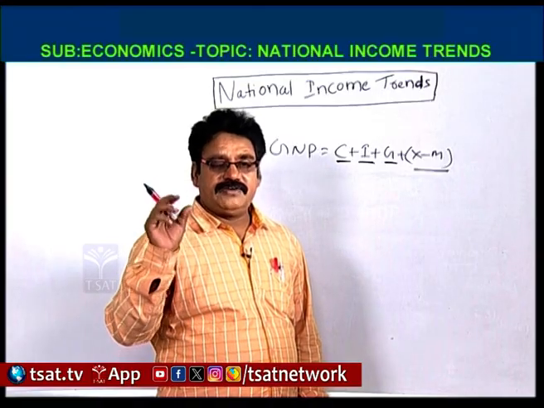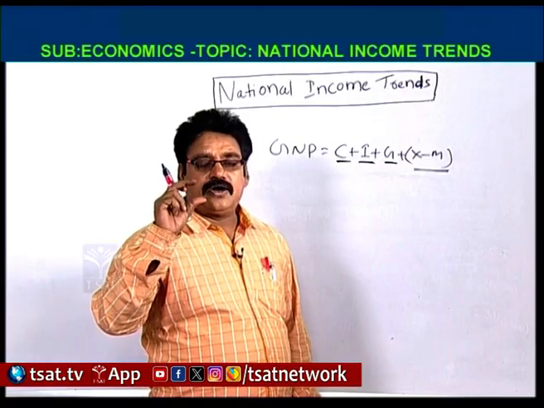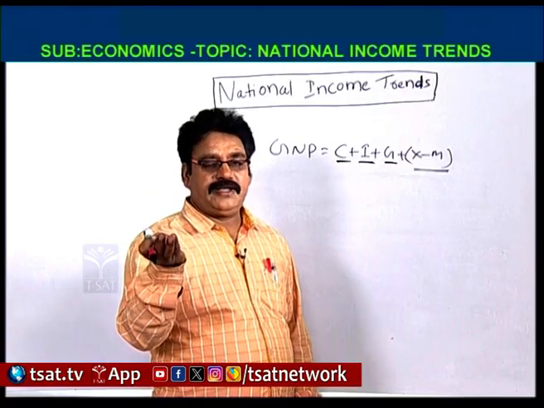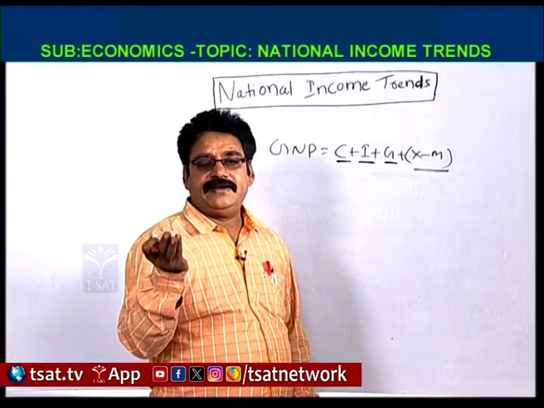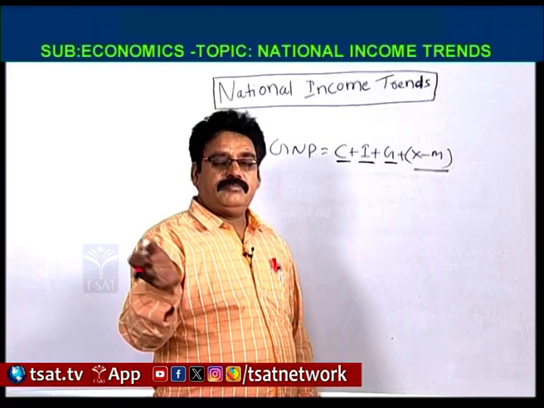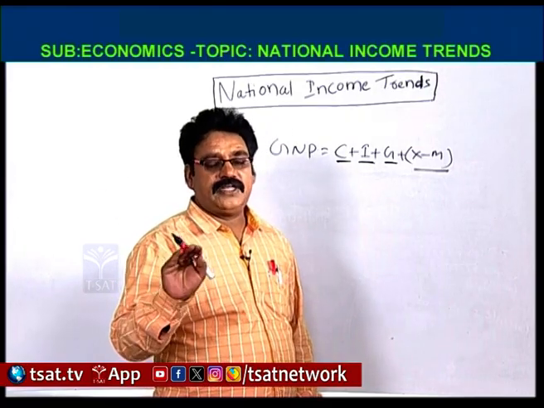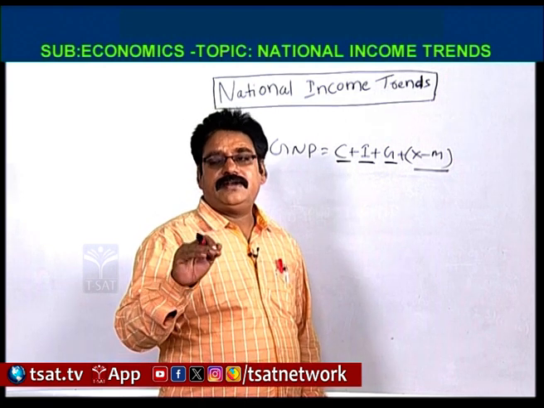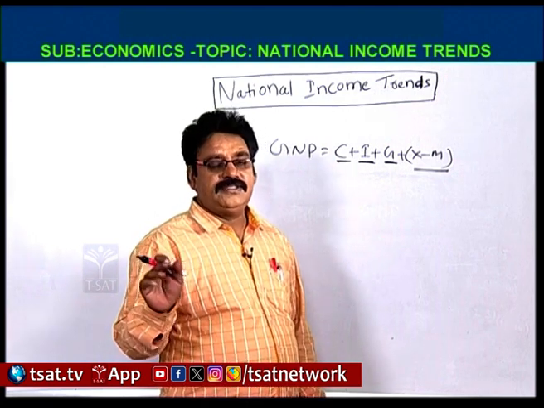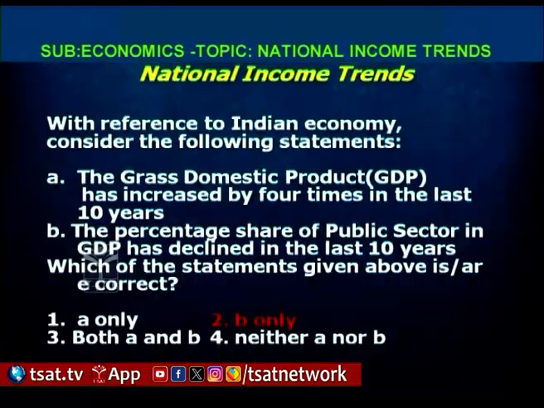Factor cost is whatever income is earned by the factors, that cost is added. Labor earned wages, land earned rent, capital earned interest and the organizer earned profit. By adding these 4 factors of production, we will get national income. That national income is nothing but net national product at factor cost. These are the questions which we discussed based on this topic. One more question, with reference to the Indian economy, consider the following statements.